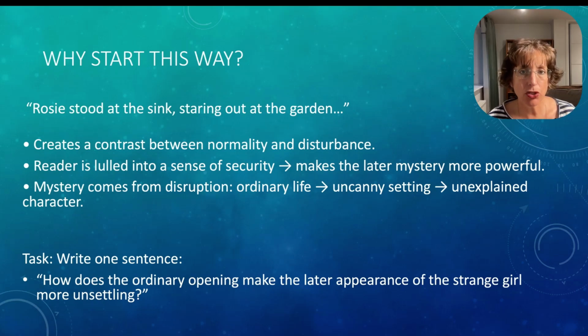So I would pause the video now and write one sentence. How does the ordinary opening make the later appearance of the strange child, the strange girl, more unsettling? See if you can pause the video and write a sentence about that. You might start something like: the writer opens with a very mundane, ordinary setting with Rosie standing at the sink, staring at the garden, which enhances the mystery of the child suddenly appearing seemingly from nowhere.